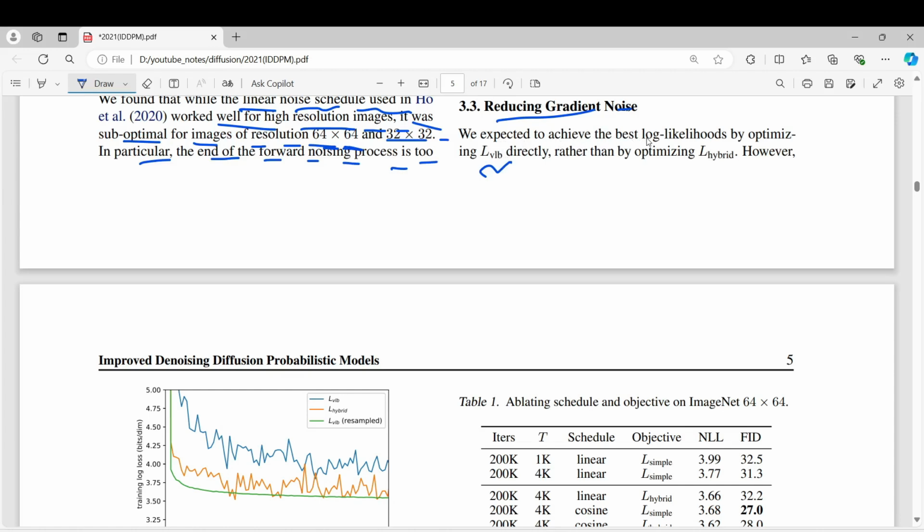So they expect to achieve the best log likelihood by optimizing this L_vlb directly rather than optimizing this L hybrid. L_vlb is the original loss, and L hybrid is a combination of L_vlb plus L simple, weighted by lambda. This is an addition sign, guys.